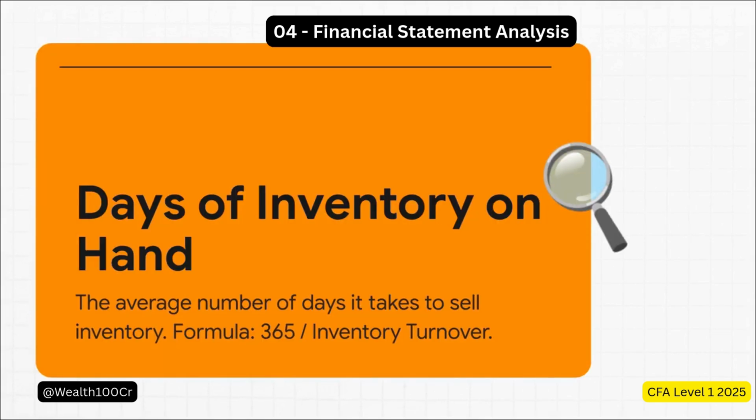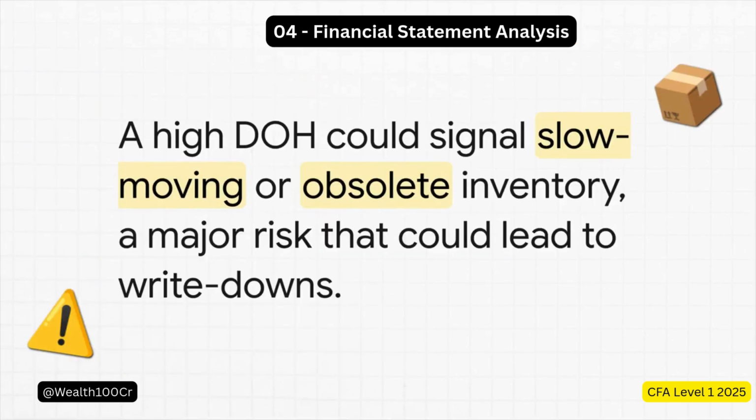Next, we have days of inventory on hand, or DOH. This is just the flip side of the turnover ratio. It tells us the same story, but in terms of days. And here, a lower number is usually better, because it means cash isn't tied up in inventory for too long. So, if you're looking at a company and you see its DOH creeping up year after year, or it's way higher than its competitors, alarm bells should be ringing. It could mean they have warehouses full of products that nobody wants, which will eventually have to be written down, and that's going to hit future profits hard.